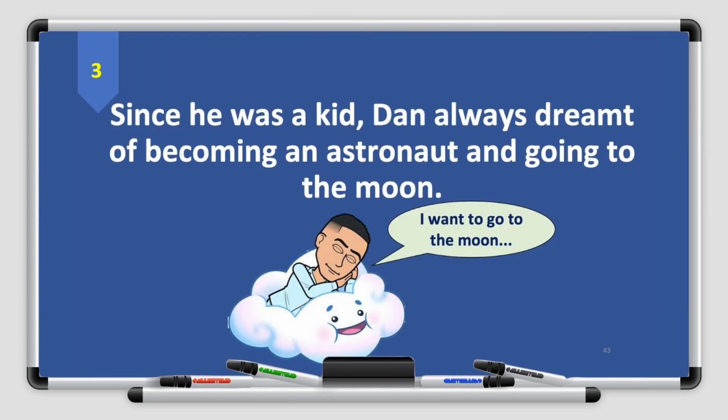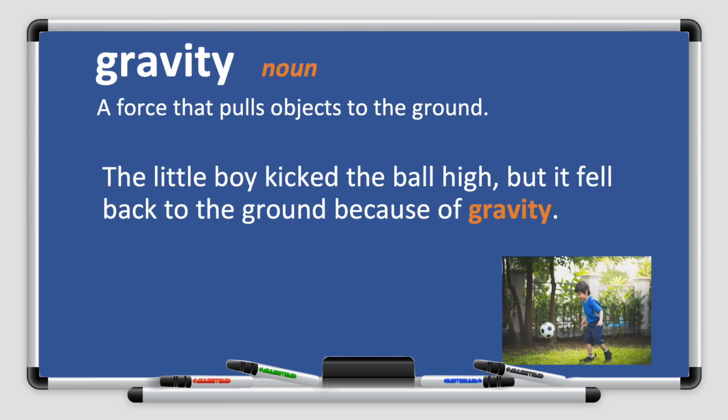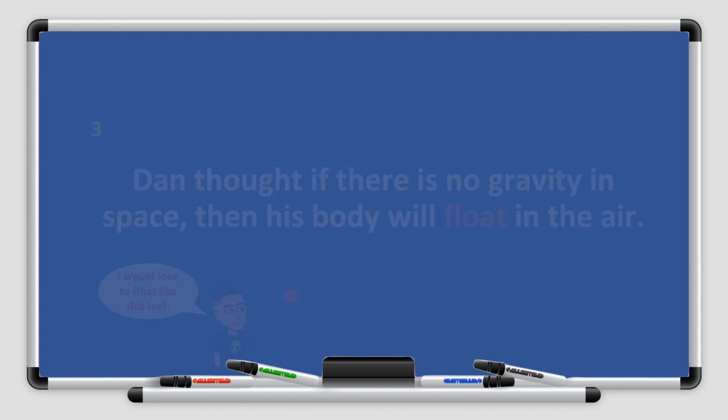Since he was a kid, Dan always dreamt of becoming an astronaut and going to the moon. Dan read books about life in space. A person will never fall in space because there is no gravity. Gravity is a noun. Gravity means a force that pulls objects to the ground. The little boy kicked the ball high, but it fell back to the ground because of gravity.